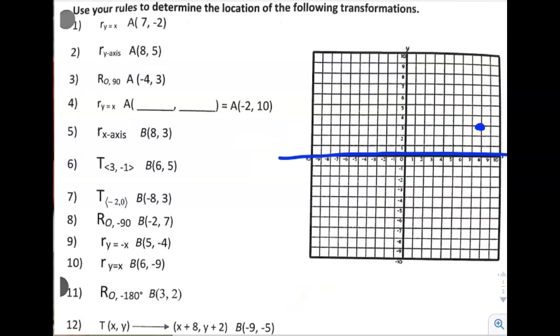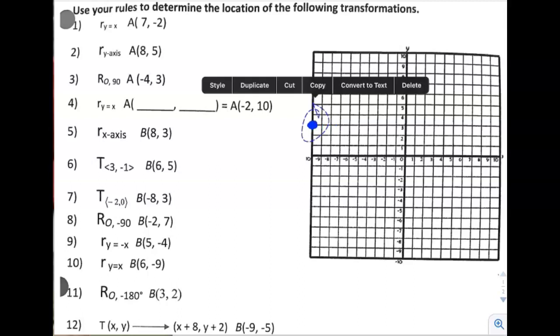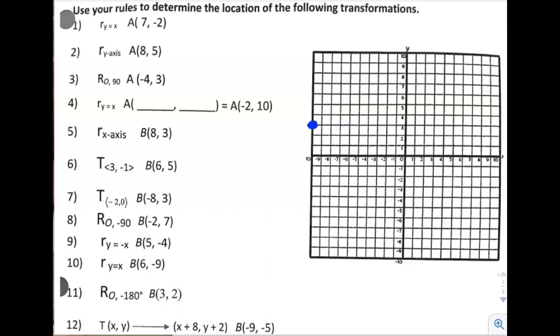5 is a reflection in the x-axis, so 8, 3 reflects down to 8, negative 3. Number 6, you're taking the point 6, 5, and you're moving it to the right 3 and down 1. So that puts me at 9, 4. Number 7, you're starting off at negative 8, 3, and you're moving to the left 2 and up none. So you're at negative 10, 3.